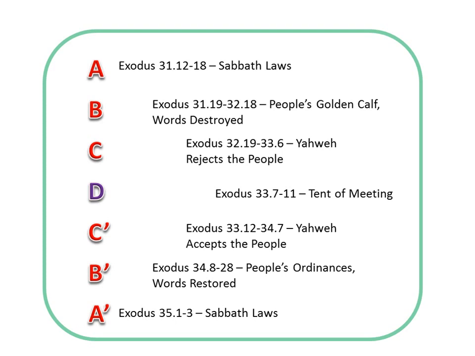The Hebrew text I have marked D is Exodus chapter 33 verses 7 to 11. They are at the very center of all of the Hebrew text of the first 6 books of the Bible. It's the description of the tent of meeting. This tent of meeting becomes an important part of the tabernacle.